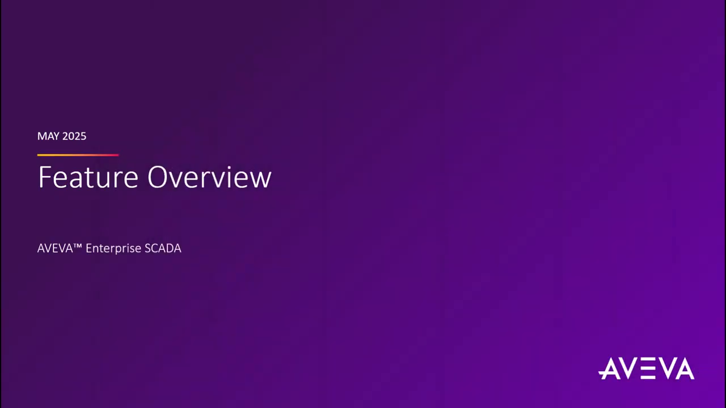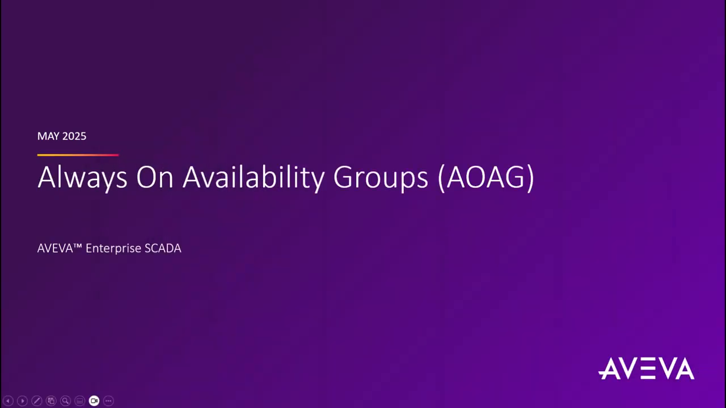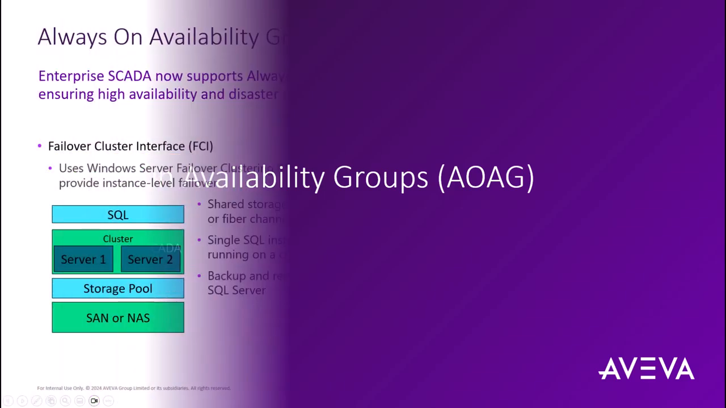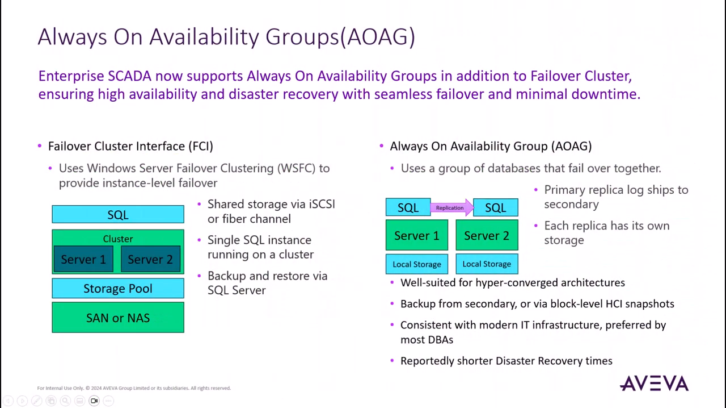Features overviews. Always On availability groups. We have added support for Always On availability groups in addition to the failover cluster interface. Like the failover cluster, Always On availability groups ensures high availability and disaster recovery with seamless failover and minimal downtime. Always On availability groups uses groups of databases that fail together. Logs are replicating from the primary replica to the secondary, and each replica has its own local storage.